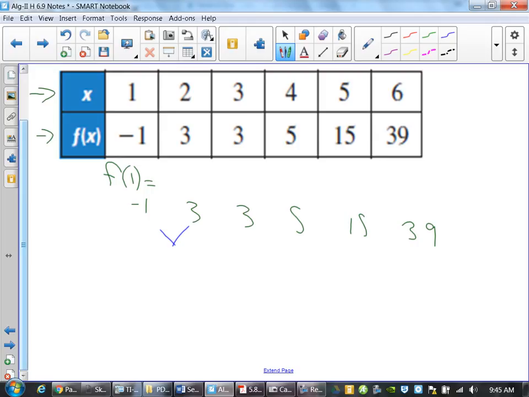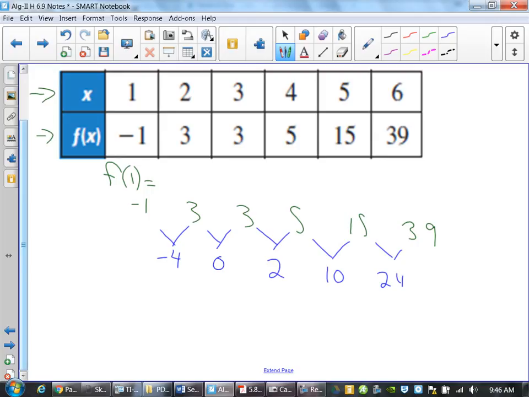What's 3 minus 1? No, excuse me, 3 minus negative 1. What's 3 minus 3? 5 minus 3. 15 minus 5. 39 minus 15. 24. Taking each consecutive subtraction, you're finding the differences between the values. Okay?